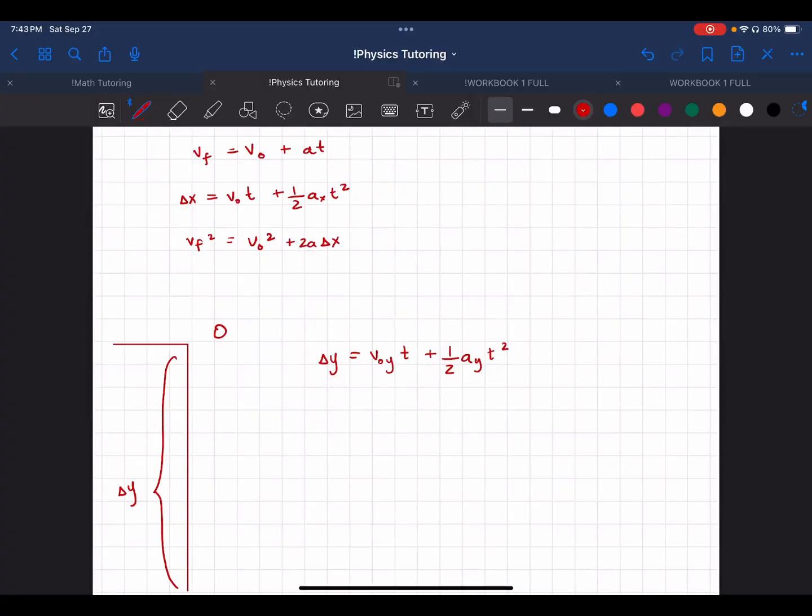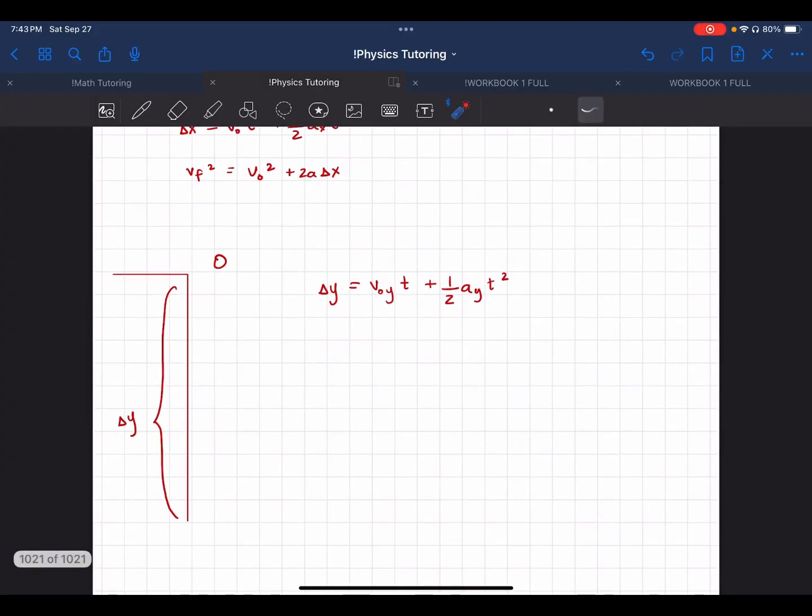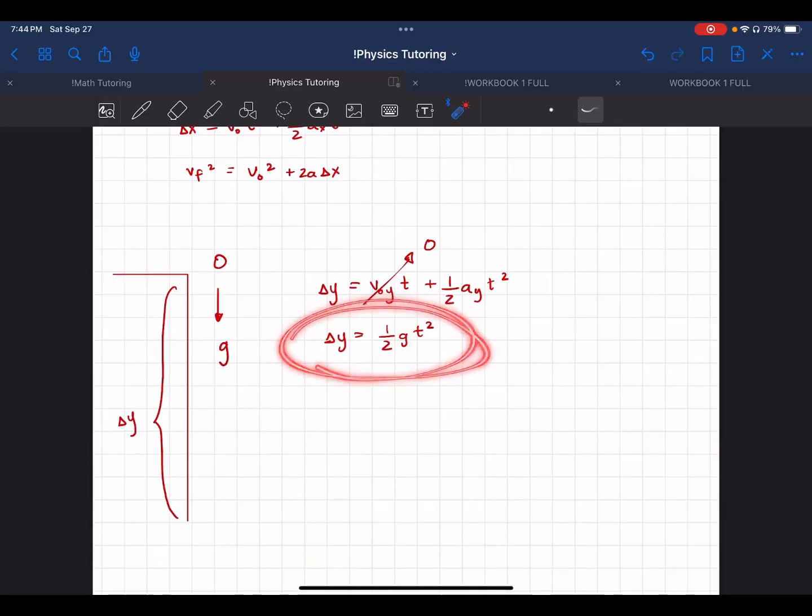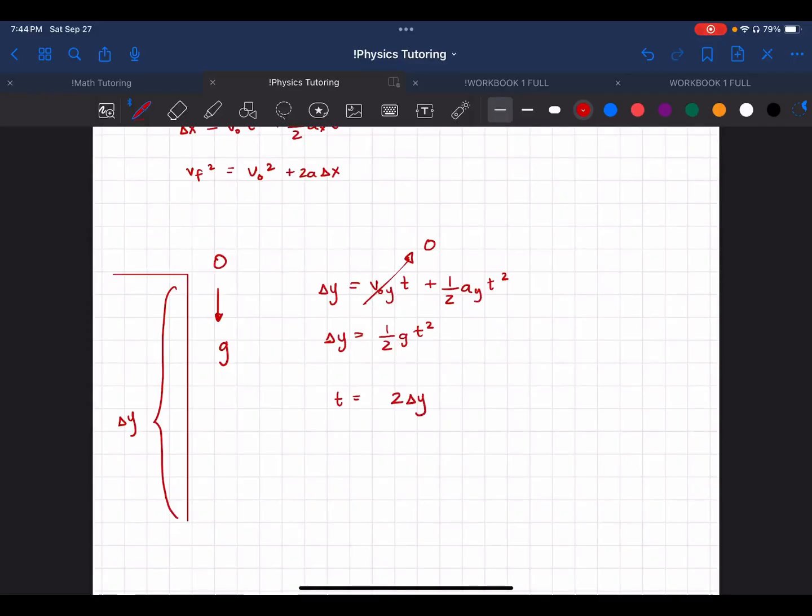The reason why I can use this is that if I drop it from the beginning, I know that I can cross this off, right? Because my initial velocity is 0. And my acceleration for any dropping object is just gravity, so I can substitute g for that a. Now, if I need to solve for time, I can use this. So time is the square root of 2 times the delta y over g.